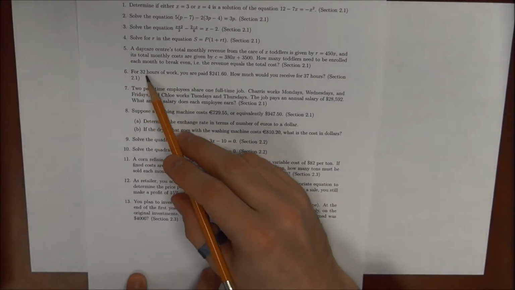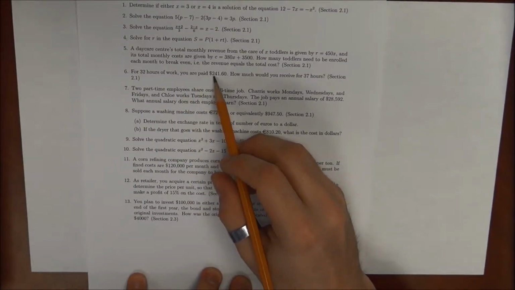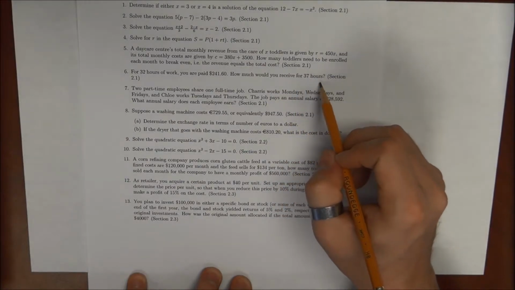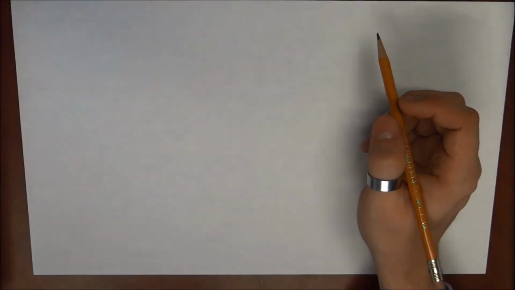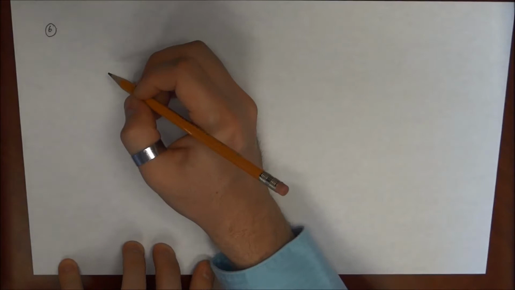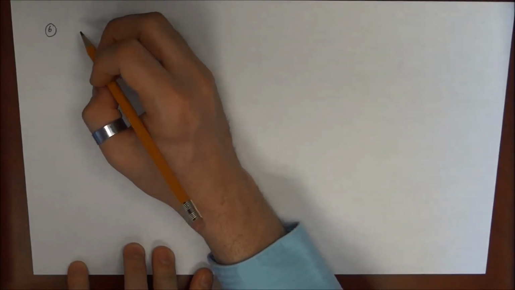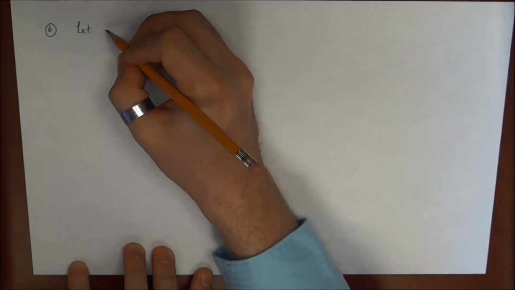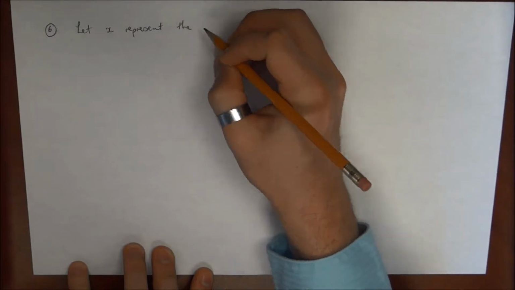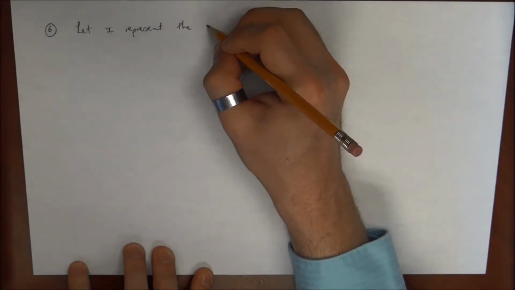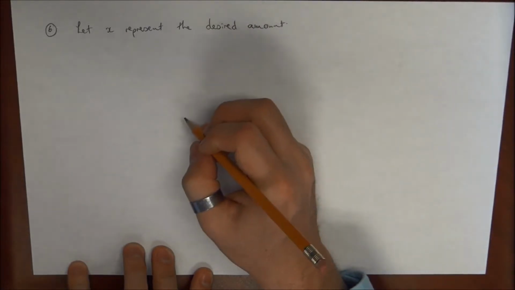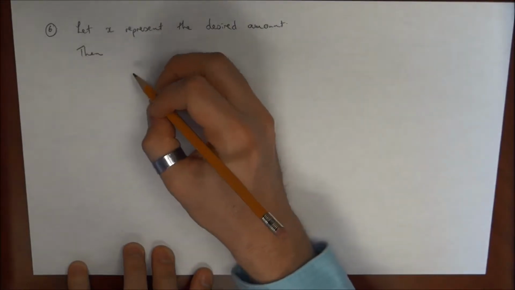Number 6, for 32 hours of work, you are paid $241.60. How much would you receive for 37 hours? So assuming that your pay per hour, your hourly wage, stays the same, we can set up an easy little ratio equation for this. So let's call the variable X. Let X represent the desired amount that they're looking for. Then I get paid for 37 hours. Then what is my equation?